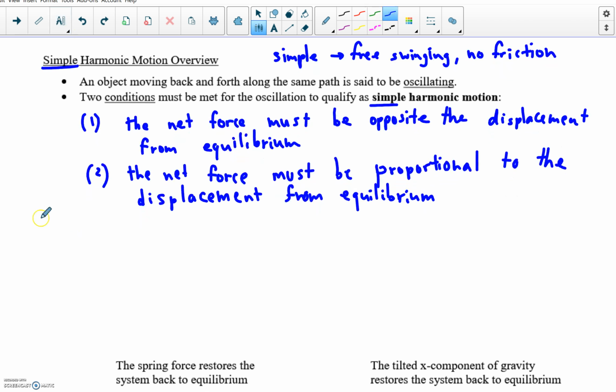So what does that mean? Well, if you go farther out, that's a bigger displacement. And a bigger displacement means you're going to get pulled back toward the middle with more force. And if you're not so far, here we go, not so far away, that's a very small displacement. So there is a weaker force. The force is directly proportional to the displacement from equilibrium.